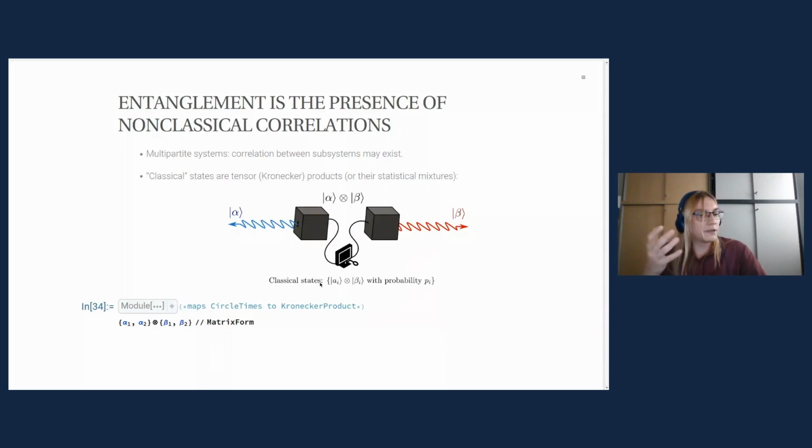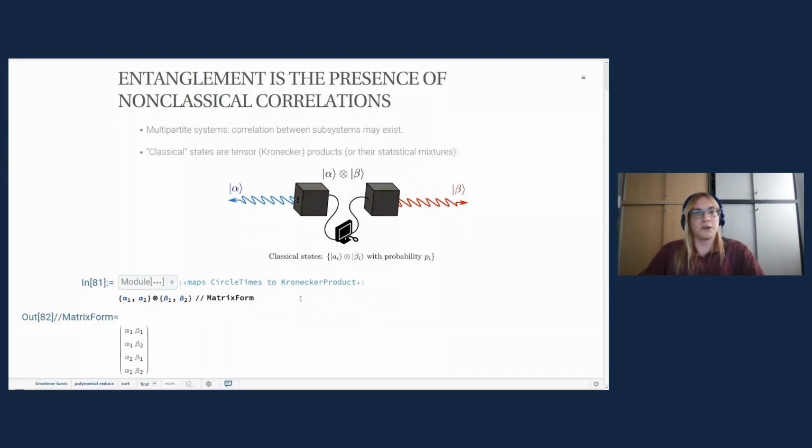But for each experimental run, you could be certain that you are given just one part of the state, and it's entirely definite. It's not entangled with the others. And entangled states are exactly the states for which such a decomposition doesn't exist. It's not a product, or a statistical mixture, a statistical ensemble of such states.